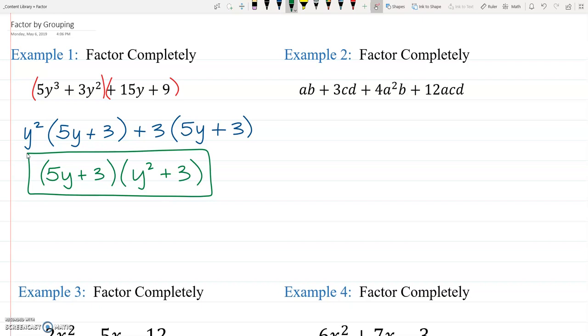Now, the explanation was confusing where I'm factoring out a whole 5y plus 3. We don't usually factor out that much. But really just look at what I did. My binomial that's written twice, I write it down here, and then whatever's left, my y squared plus 3, is written in the other one.